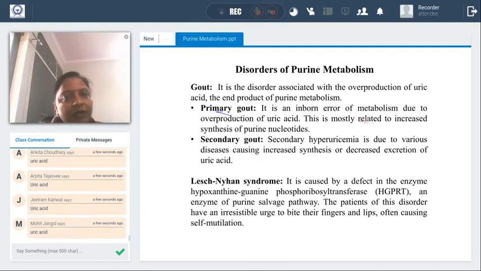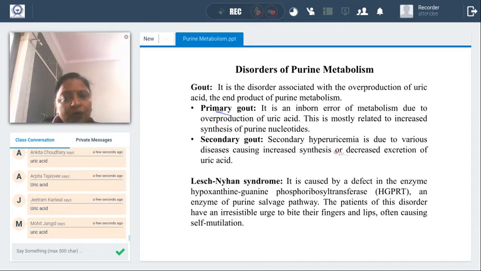Primary gout is an inborn error of metabolism due to overproduction of uric acid, because it is mostly related to increased synthesis of purine nucleotides, because of the increased activity of PRPP synthetase, by which we get increased synthesis of purine nucleotides. So when purine nucleotides are more, then catabolism is more and the uric acid production is more.